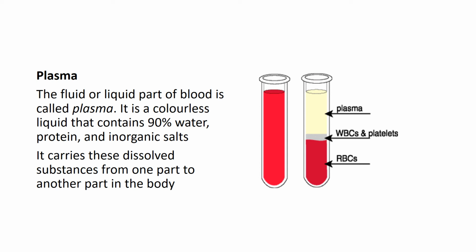Plasma is the fluid part of the blood and it is a colorless liquid that you can see here. This is the plasma, and it contains 90% water, proteins and inorganic salts. And it carries these dissolved substances from one part to another part of the body.